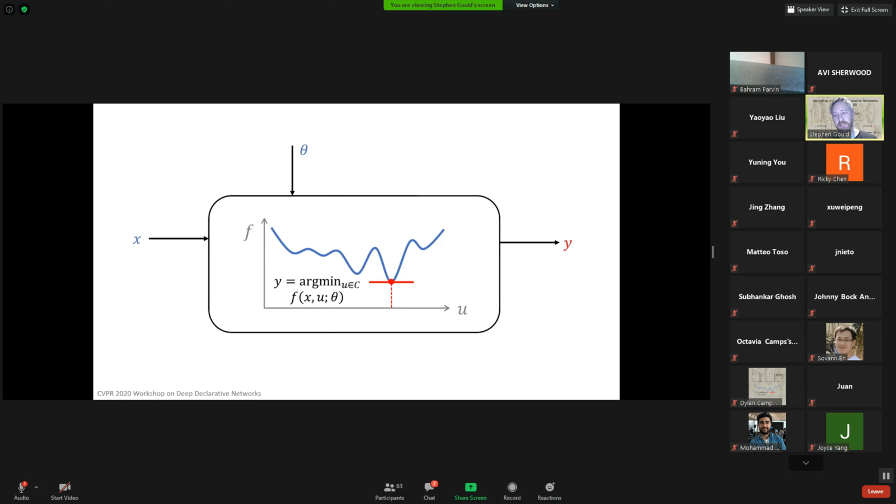So processing nodes in deep declarative networks involve solving this optimization problem in the forward pass, and the question then becomes what happens in the backward pass. To enable end-to-end learning, we need to be able to backpropagate gradients through the node, and that requires being able to differentiate through these optimization problems. There have been quite a few papers in the last few years, from 2016 onwards, that have looked at this problem of computing gradients backwards through these different optimization problems.